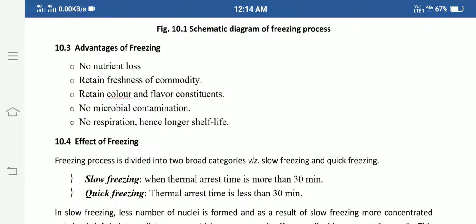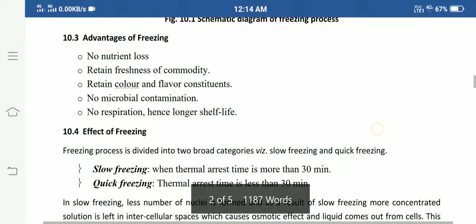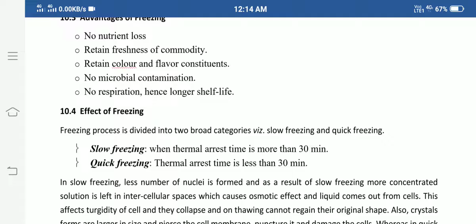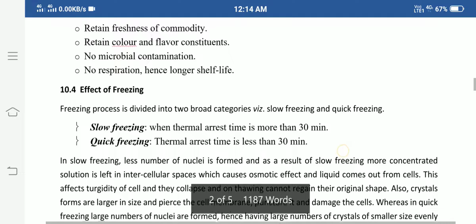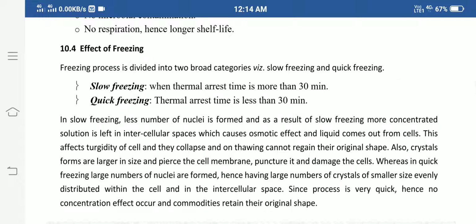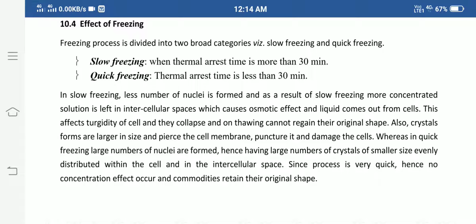Now what are the advantages of freezing? There is almost no nutrient loss, it retains freshness of the commodity, retains color and flavor, no microbial contamination is there, no respiration, hence longer shelf life is there. Basically, if we compare with other thermal treatments, the retention of nutrients and extension of shelf life is more than thermal treatments.